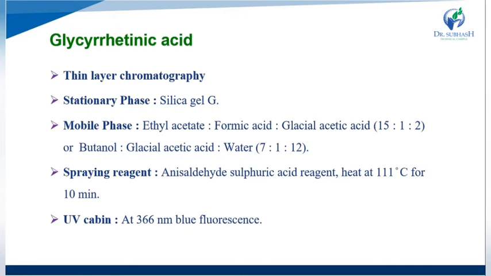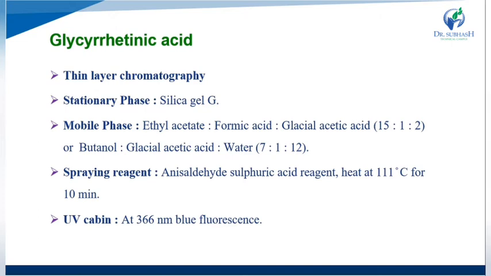So butanol, that is 7 ml, then glacial acetic acid 1 ml and water 12 ml, okay. These two are the mobile phase preference for the TLC of glycyrrhetinic acid. Then for spraying, use anisaldehyde sulfuric acid reagent and heat at 111 degree Celsius for 10 minutes, okay.